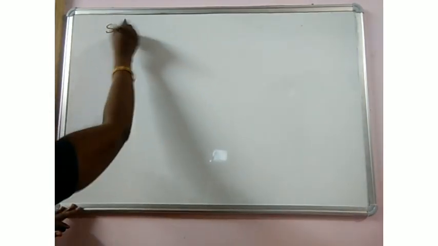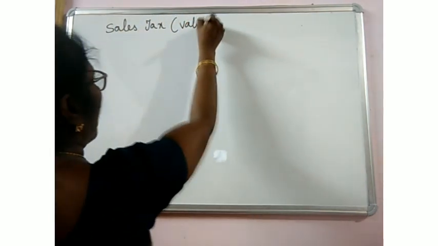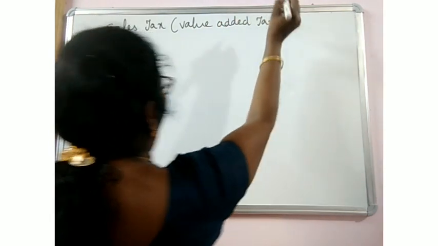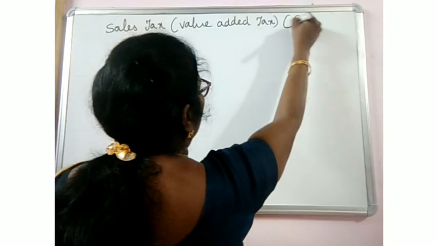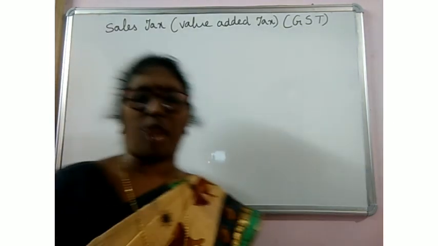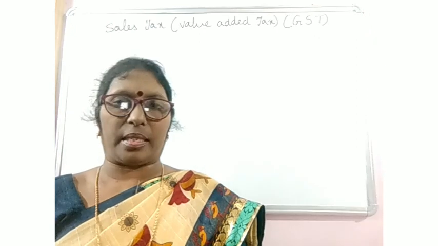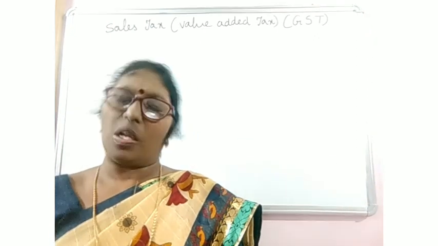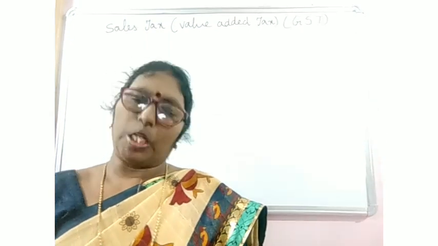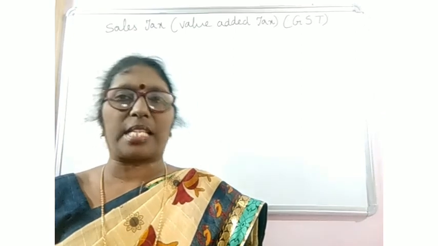Sales tax was otherwise known as value added tax, and nowadays it is in the form of GST. GST is goods and service tax. Whatever tax will be collected on the sale of the article or on the sale of the goods, that tax will be paid to the government. Okay? Tax collected on the sale price of the goods.